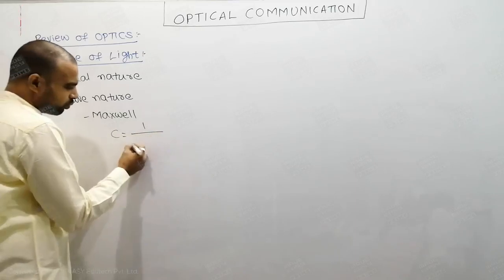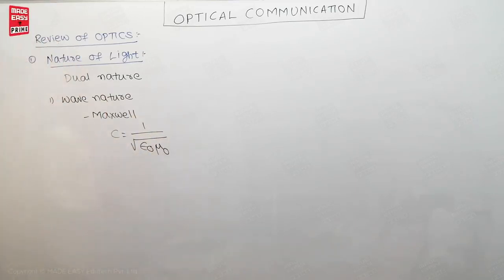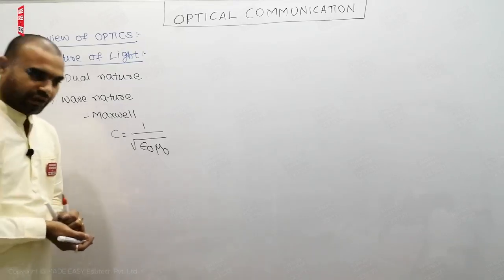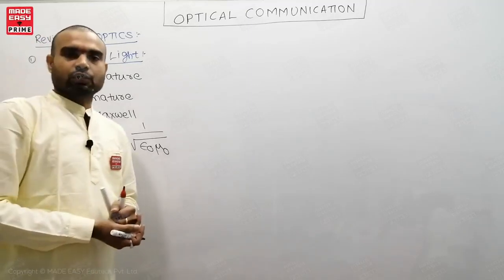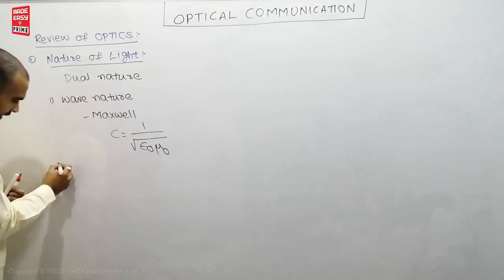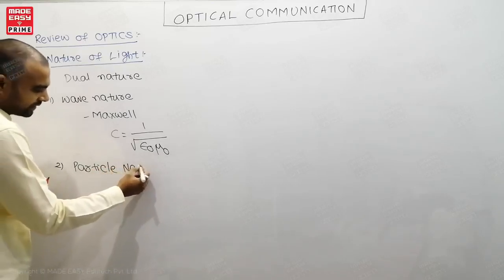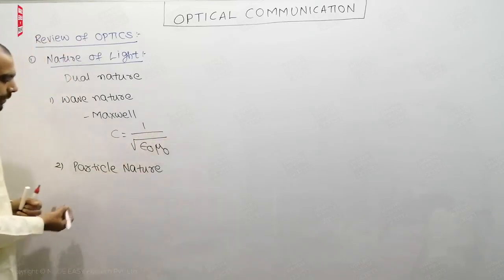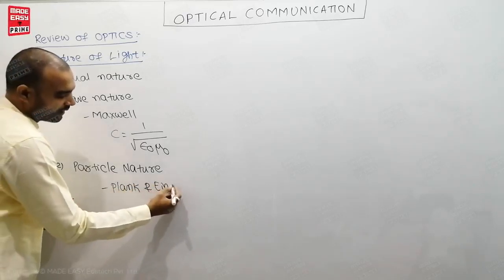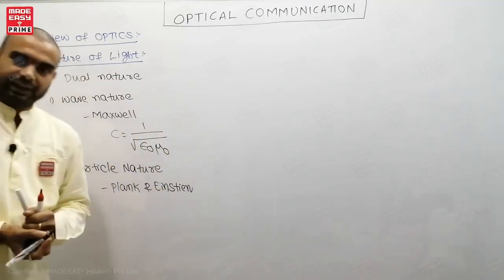and c is equal to 1 by root of epsilon naught into mu naught, which gives the velocity of light. With wave nature, we have seen reflection and refraction. All those things are studied when we talk about the wave nature. And the second one is called the particle nature. The particle nature was proposed by Planck and Einstein. So Planck and Einstein both proposed this particle nature.